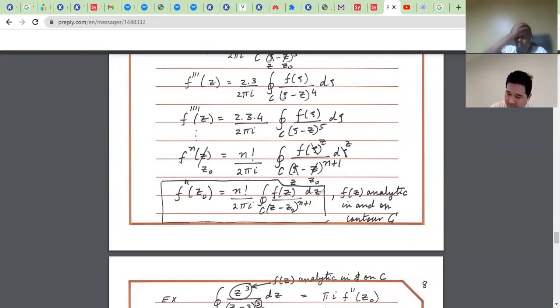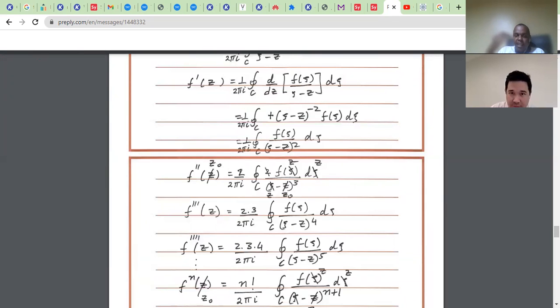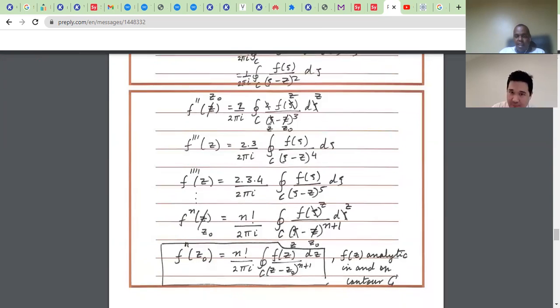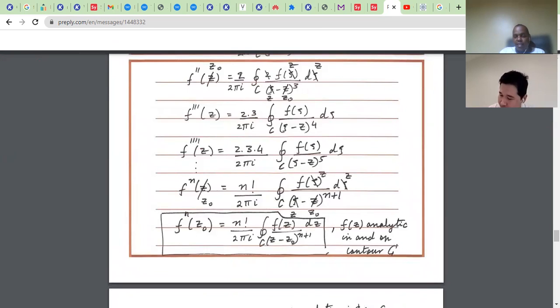I hope I understand. So you know how he got this? He got this by doing the first derivative, second derivative, third derivative, fourth derivative, and then he got this pattern. The pattern just came up. It works only when f of z is analytic inside and on the contour C.